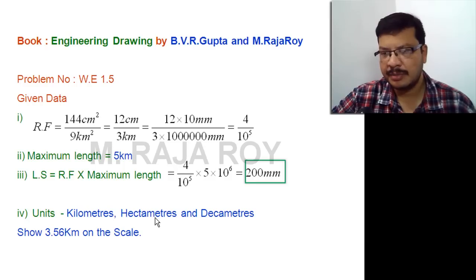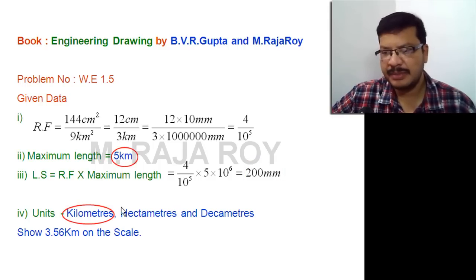To start drawing, the first step is to take the length of the scale calculated, that is 200 mm. Taking this value as length, draw a line. This line has to be divided into some number of equal parts. To get that number, observe these two parameters. That is the bigger unit among the given units. Here kilometers, hectometers and decameters are given. The bigger one is kilometer and maximum length is 5 kilometers.